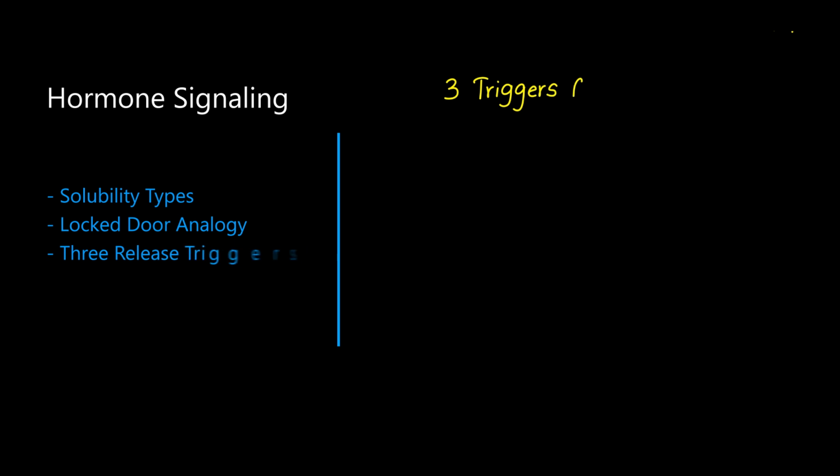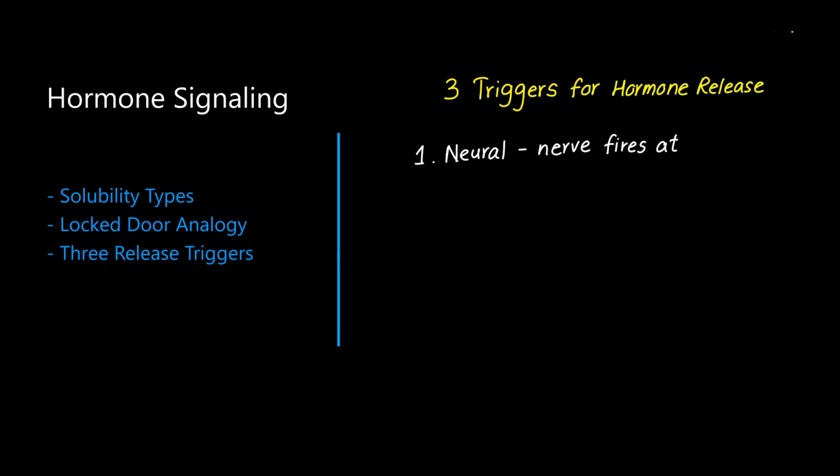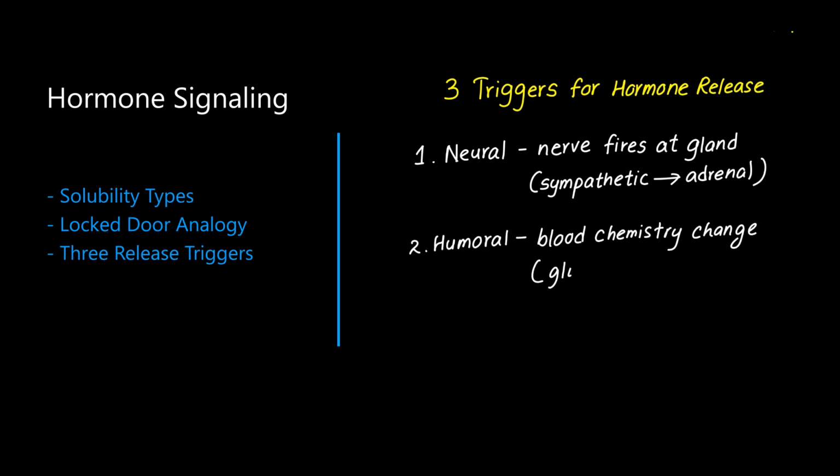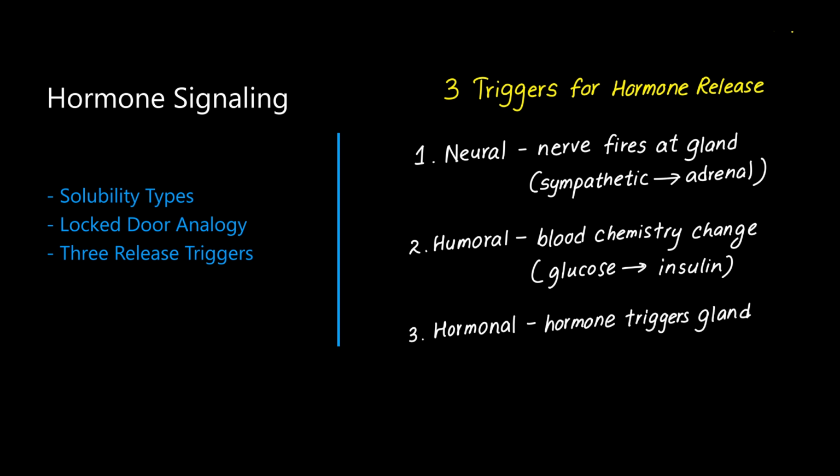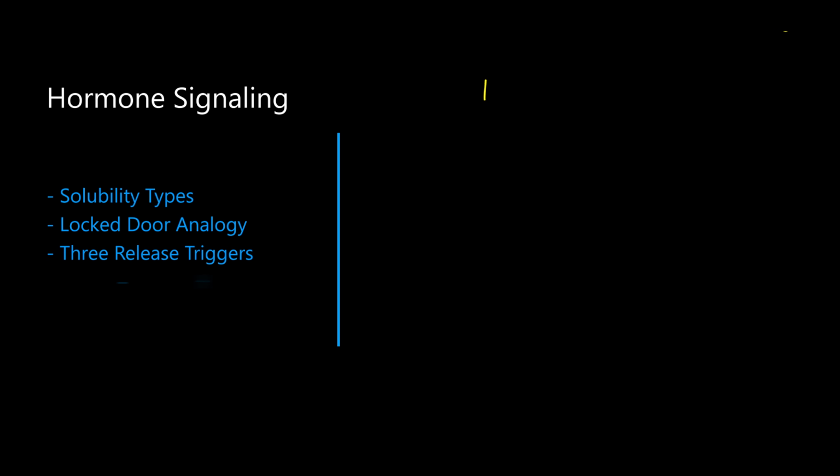3 things can trigger hormone release. Neural stimuli happen when nerve fibers directly stimulate a gland, like the sympathetic nervous system activating the adrenal medulla. Humoral stimuli happen when blood chemistry changes, like rising glucose triggering insulin. Hormonal stimuli happen when one hormone triggers another gland, like TSH from the pituitary telling the thyroid to release its hormones. Hormones can also interact with each other in ways the exam tests.